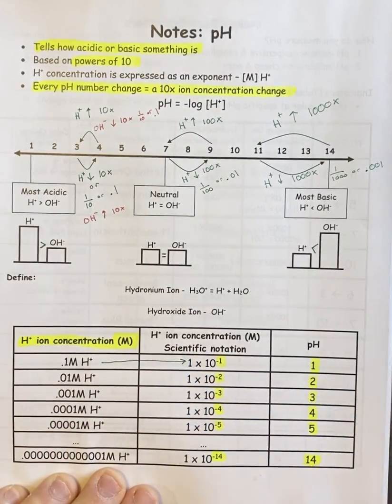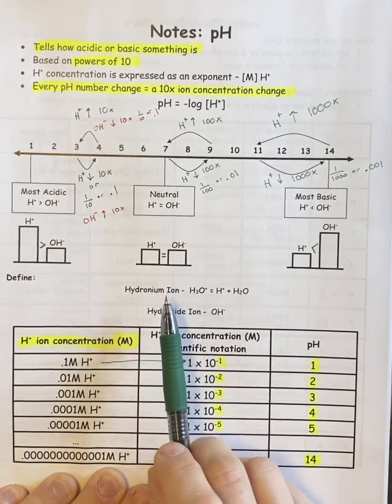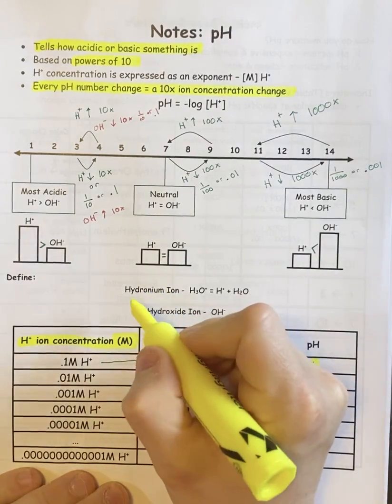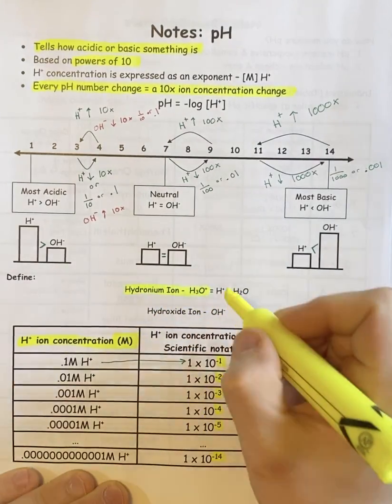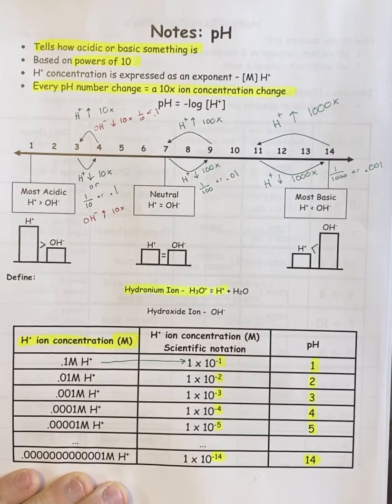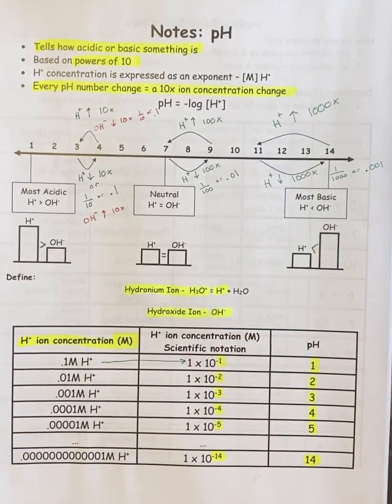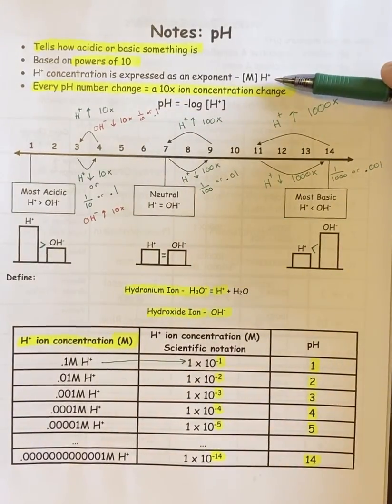Some vocab words, just to review: hydronium, hydroxide. Hydronium can be represented as H3O+, which is just another way of saying acid, or H+, and hydroxide, OH-. That should be reviewed. Now, I skipped over this line of the notes.